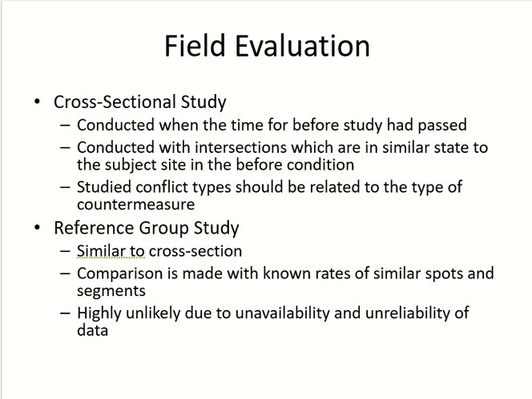Then we have the reference group. In the reference group method, we are looking for similar sites. Similar sites which are having the same characteristics as your site. So if it is with the speed hump, then the other sites with the speed hump, and so on.